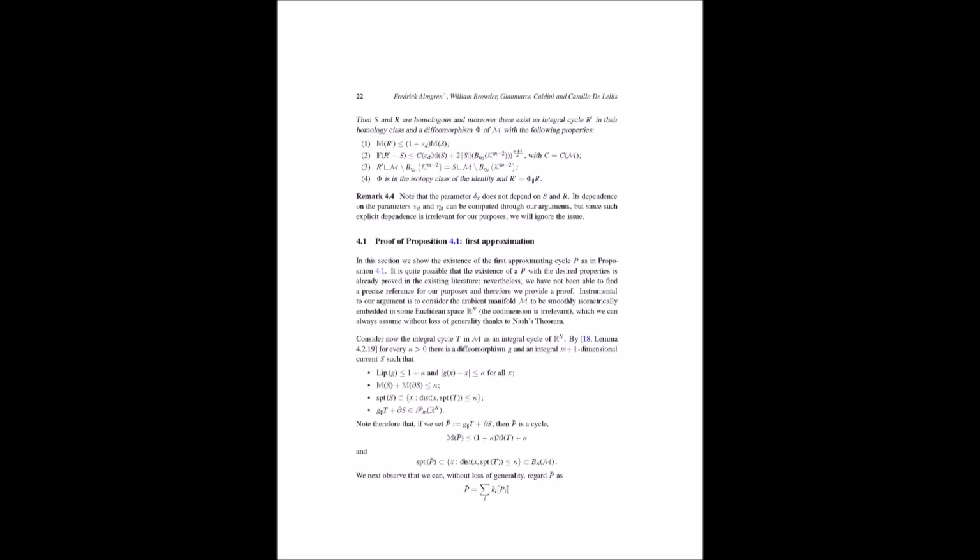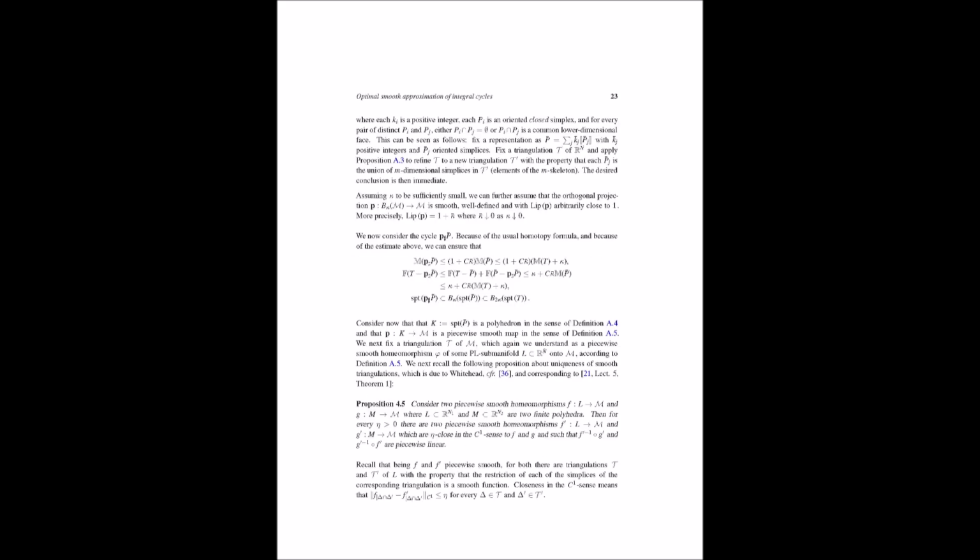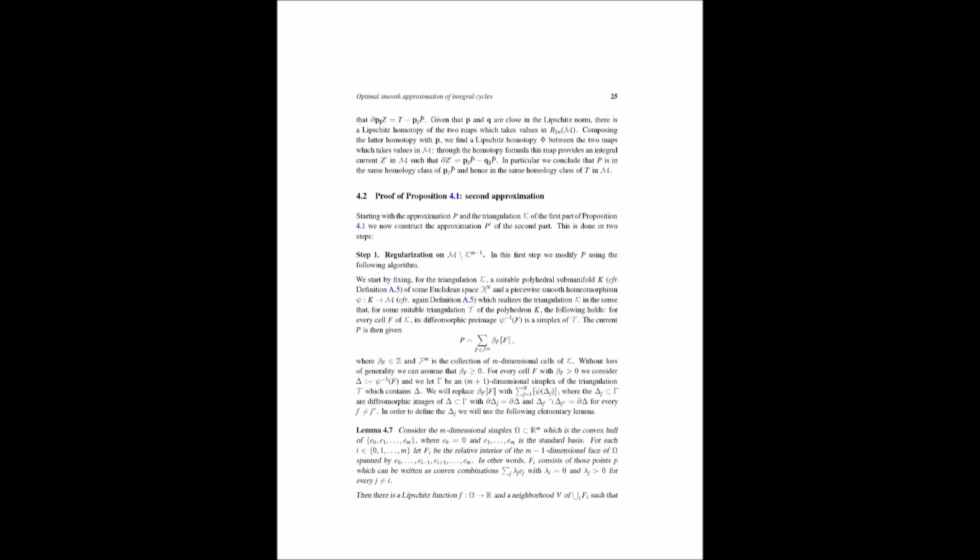And remember, all of this is done while carefully controlling the volume and the flat norm, ensuring that the final smooth submanifold is a faithful approximation of the original integral cycle. We've covered a lot of ground here. We have. But I feel like we're starting to get a real sense of the elegance and intricacy of this proof. And the way they bring all these pieces together in the final steps is really quite beautiful. I can't wait to see how it all comes together. Let's dive into the final stretch of the proof in our next segment.